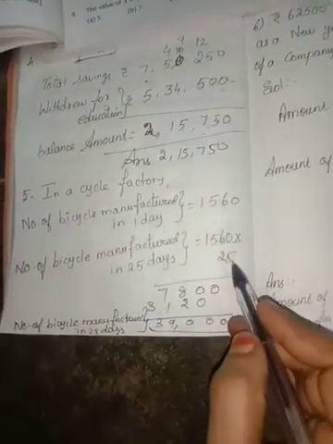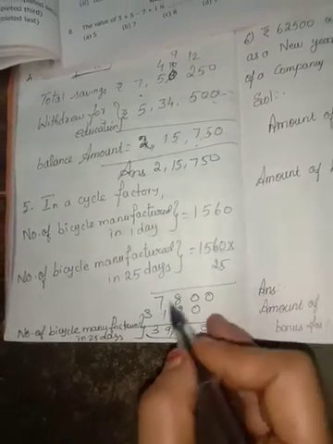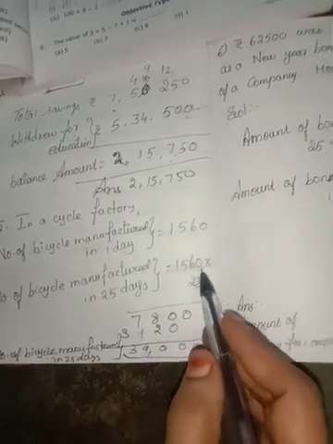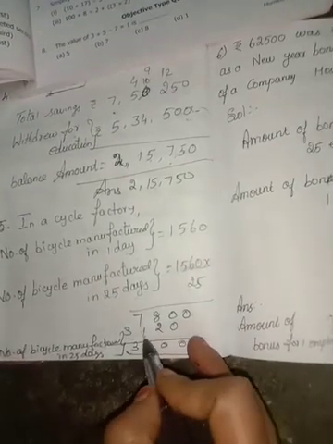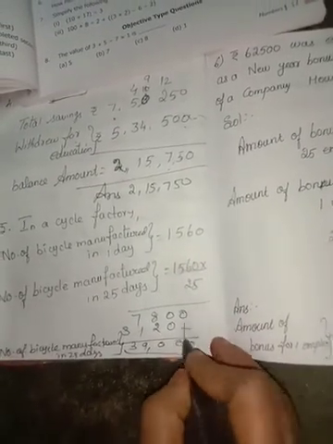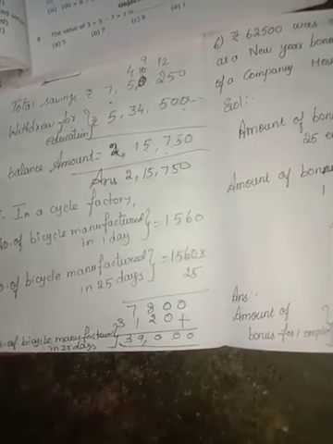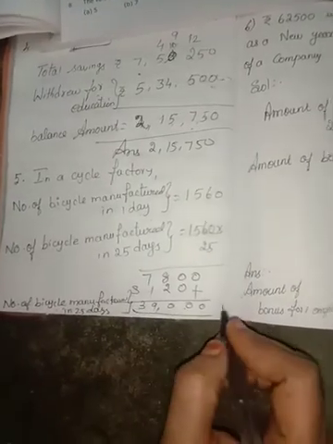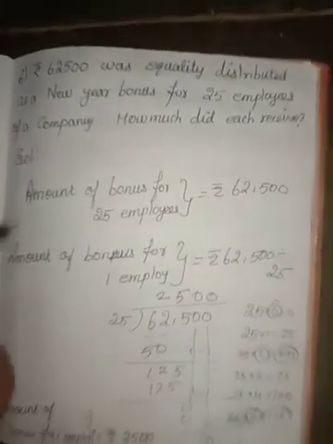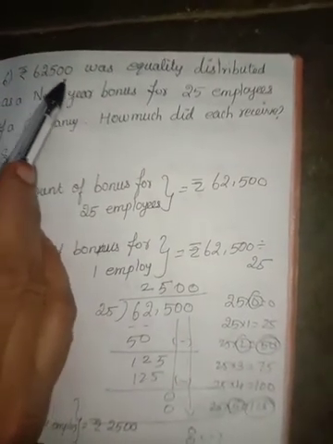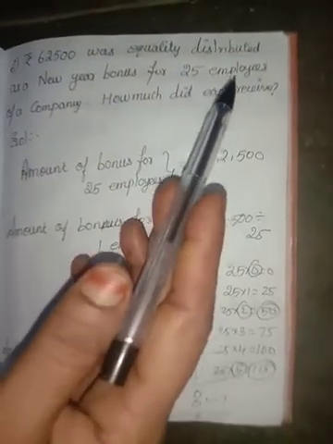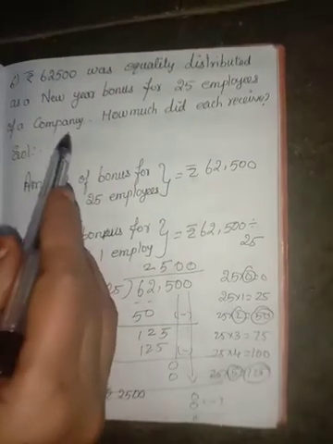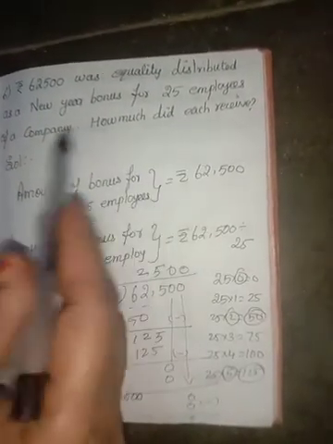So the ones digit multiplying the 1560 we get 7800. The tens digit multiplying the 1560 we get 3120. Adding these two numbers we get 39,000. So in 25 days the number of cycles manufactured is 39,000. Next: rupees 62,500 was equally distributed as a new year bonus for 25 employees of a company. How much did each receive?